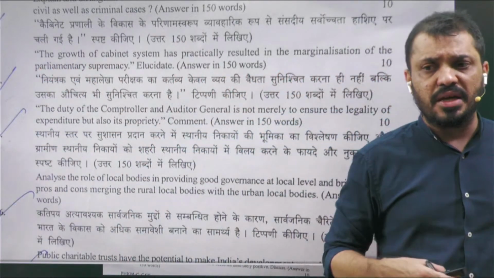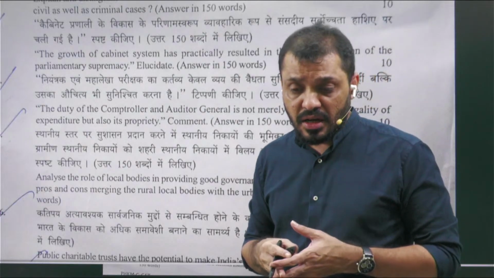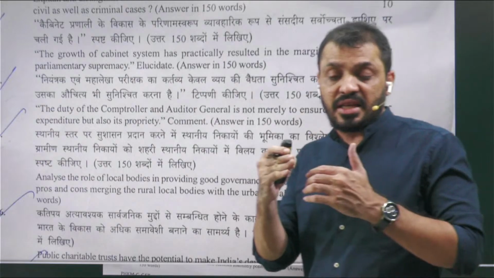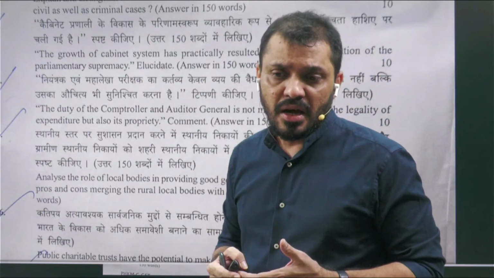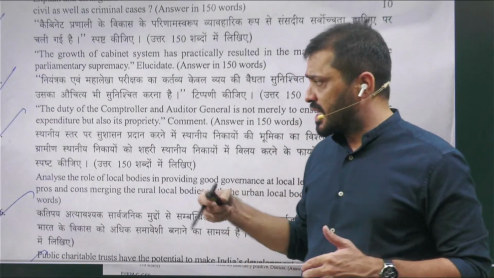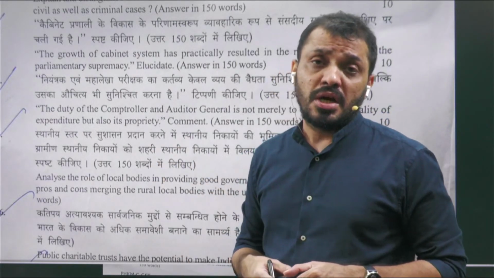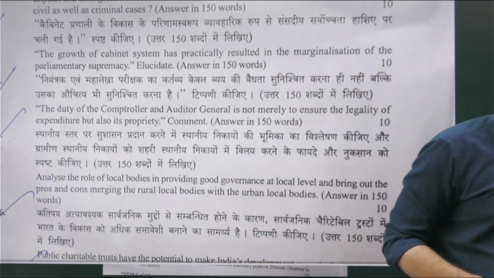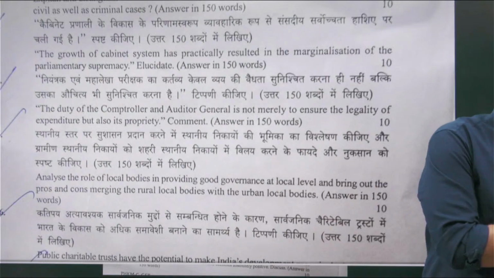After writing the CAG's role, you write how the CAG has recently impacted governance, especially in unearthing the 2G spectrum kind of scam, and the contributions of people in the CAG, like Vinod Rai's contribution. And finally, how the CAG reports are examined by the PAC, the Public Accounts Committee, that we will write here. Very important.